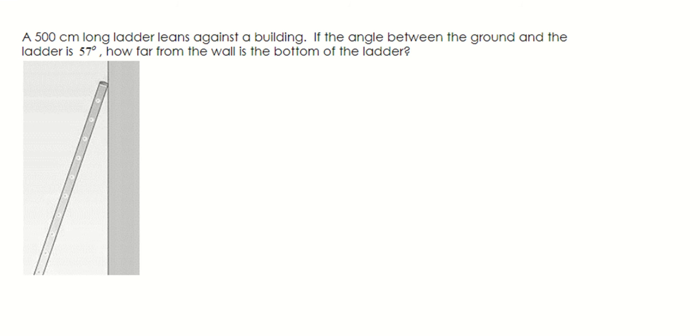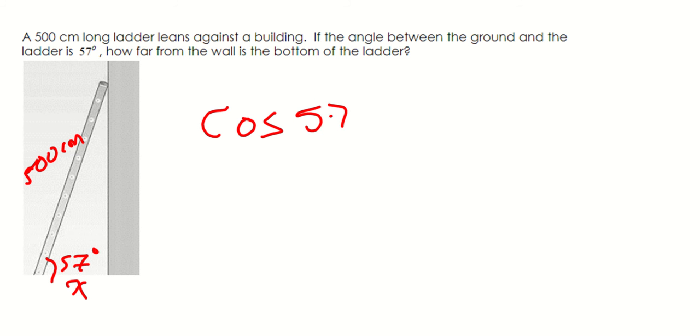Moving on to the next one. Got a 500 centimeter ladder leaning against the building. The angle between the ground and the ladder is 57. So this angle is 57. The ladder is 500 centimeters. How far from the wall is the bottom of the ladder? So I want this part. So I have the adjacent side and the hypotenuse in relation to the angle. And that would be a cosine.